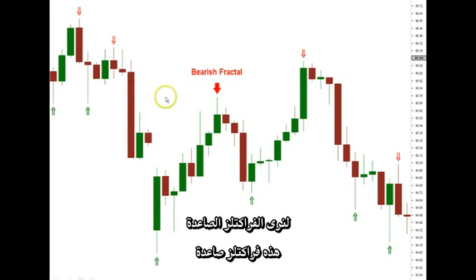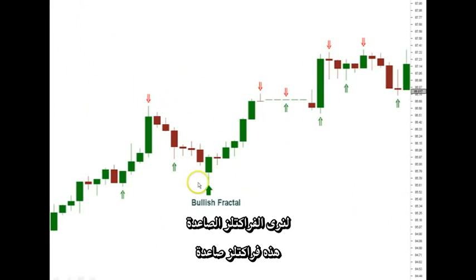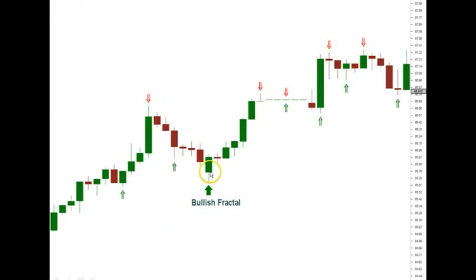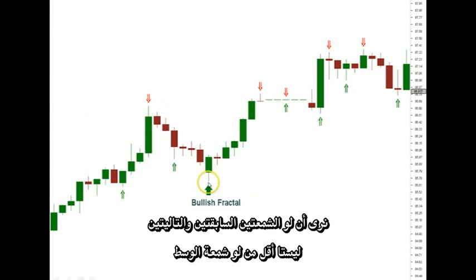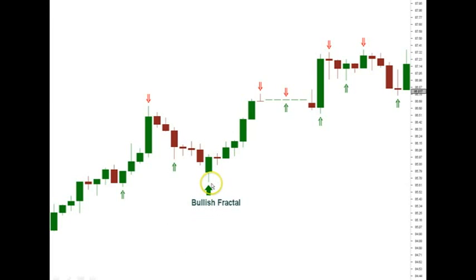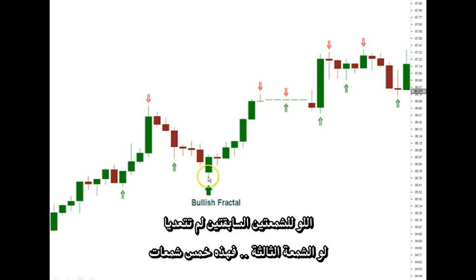Let's go to the bullish fractal. So here's a bullish fractal. You can see this low is the lowest, and then this low, and then this low do not exceed this low. These two lows do not exceed that low. So it has to be the 5 candles. 1, 2, 3, 4, 5.